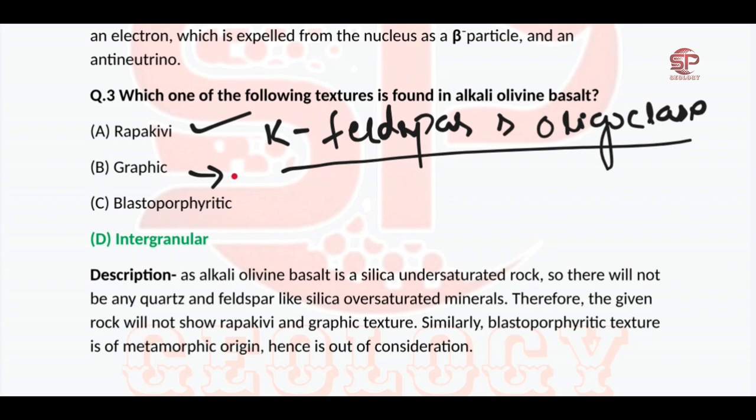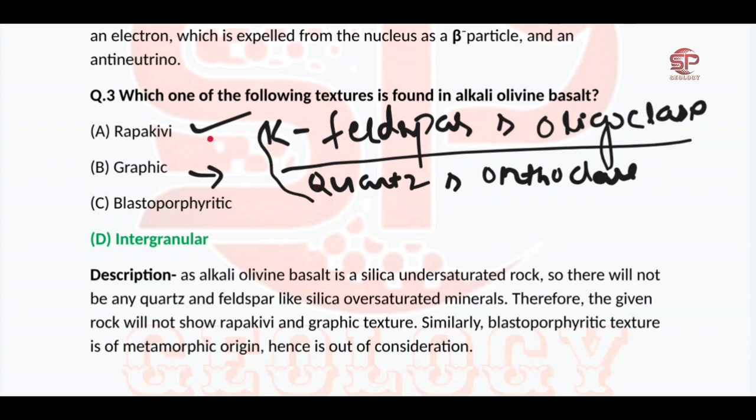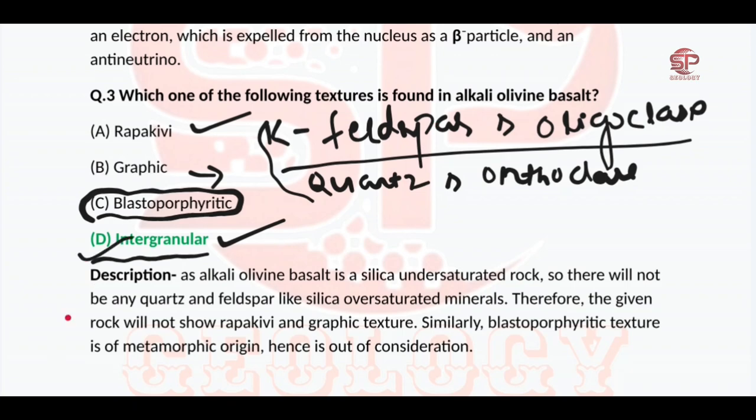Then graphic texture, it is in between quartz and orthoclase. This type of texture will be found in silica saturated rock. Blastomorphic is completely discarded because it is a metamorphic texture. Then comes intergranular. The intergranular texture is a type of texture that forms in basaltic flow. So it will be the suitable answer for the alkali olivine basalt. The answer will be D.